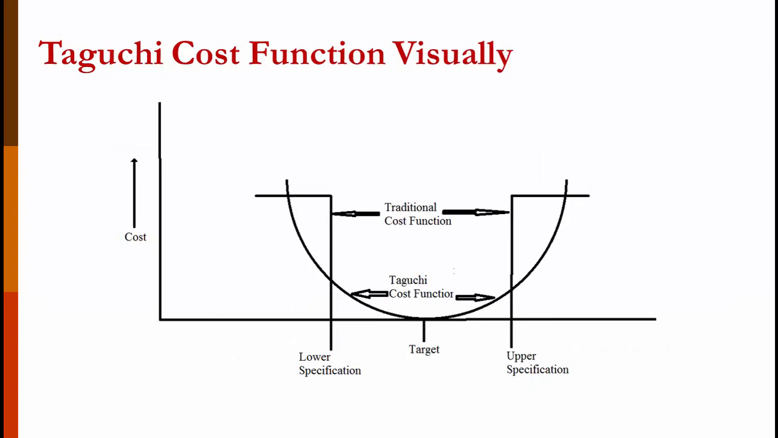The diagram on the screen shows this visually. The y-axis is cost, so the higher you go up the y-axis, the higher the cost. According to traditional quality control, anything between the tolerances has the same cost. That's the vertical lines. The curved lines are the Taguchi cost function. The further away you move from the mean, the higher the cost to the customer. In other words, the lower the value to the customer. But it's not digital. It's not when you cross the line, the upper or lower tolerance, it becomes 0.